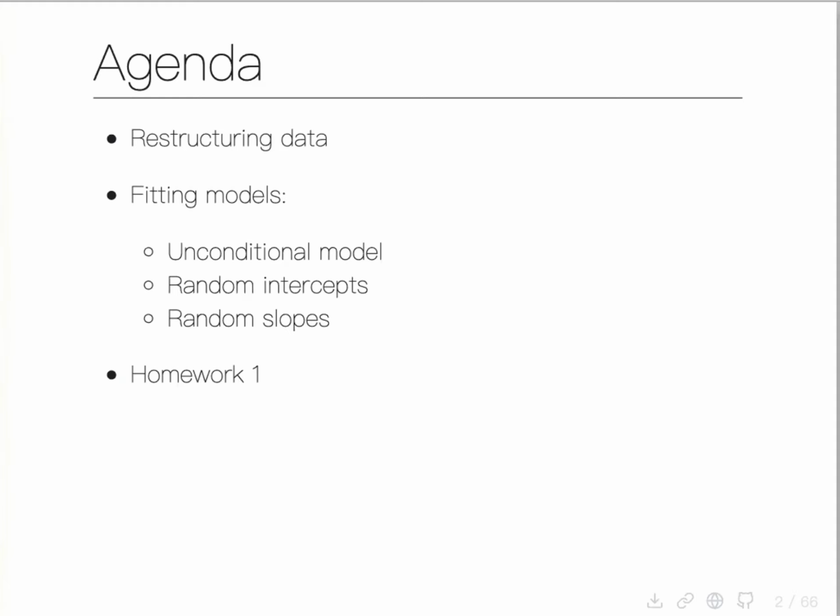Okay. So the agenda for today, we're going to talk about restructuring data. Then we're going to talk about fitting models. The restructuring data is the whole first part. Then we'll have our little 5-minute break, and then we'll talk about fitting models. We're going to talk about an unconditional model, random intercepts model, and random slopes model. These are models you hopefully should be familiar with from the first class. From there, we will then jump into homework 1.